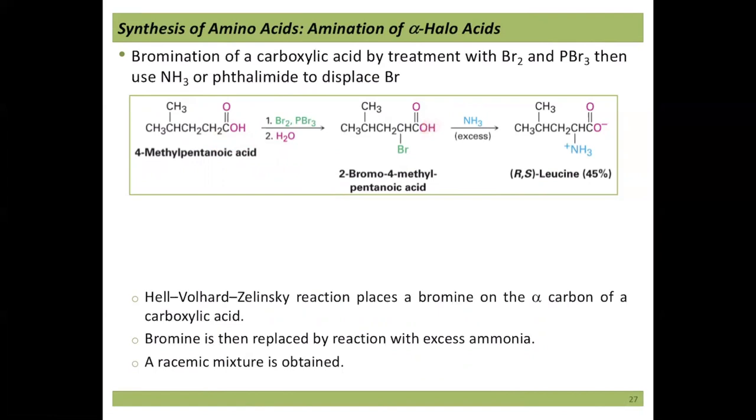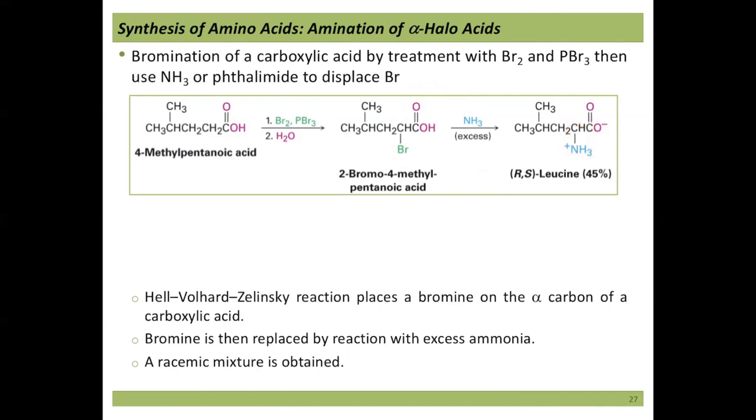And then when we work it up with water, the acyl bromide is converted into an OH. And if you look at that, we now have an alpha-bromo carboxylic acid. So we have an electrophile at that alpha position, and what we need to do is just do an SN2 reaction to kick off that bromine, and lo and behold, instead of an alpha-bromo, we have an alpha-amino group.